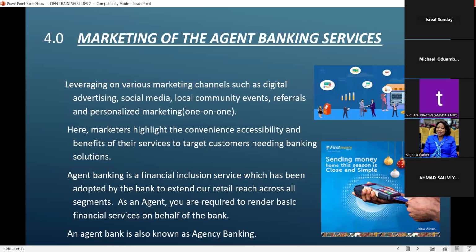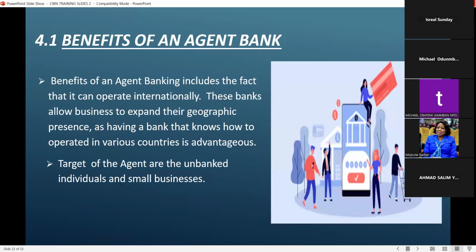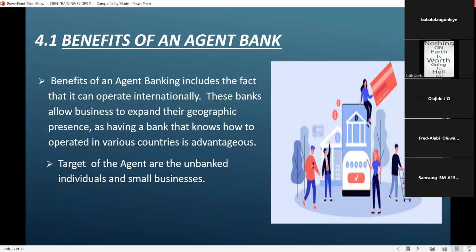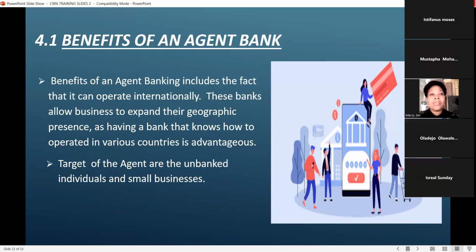As an agent, you are required to render basic financial services on behalf of the company. I've just said that. An agent bank is also called agency banking. Benefits of an agent bank. What's the benefit of an agent bank? The fact that it can operate internationally. These banks allow businesses to expand their geographic presence. Of course, you see a particular bank that is just in the state capital, but you can't find them in any local government. But because of the effort of the agents, they've been able to penetrate everywhere.